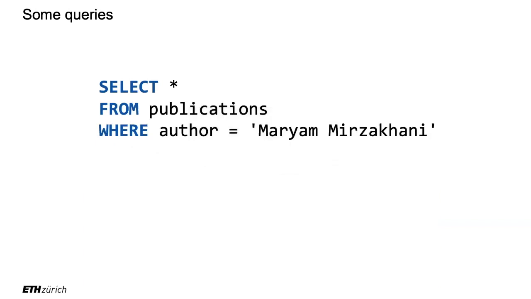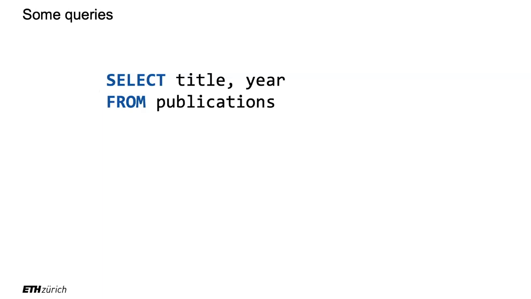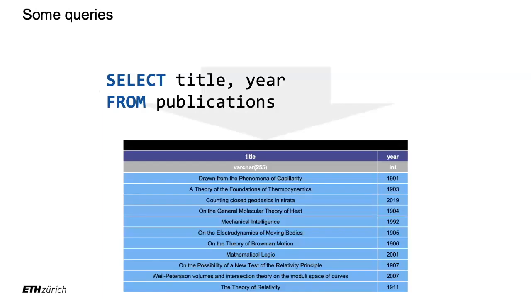So now let's look at that one. This is also a selection, but it's different. It's Mariam Mirzakhani. And I might also do this. What is it called? Projection, right? That's a projection on title and year.